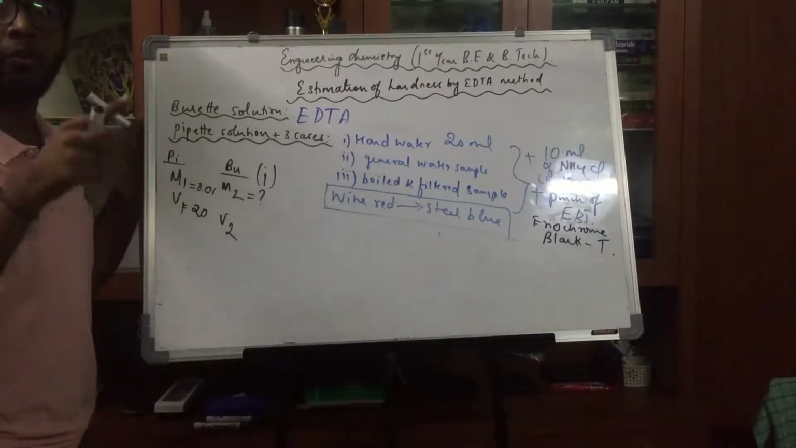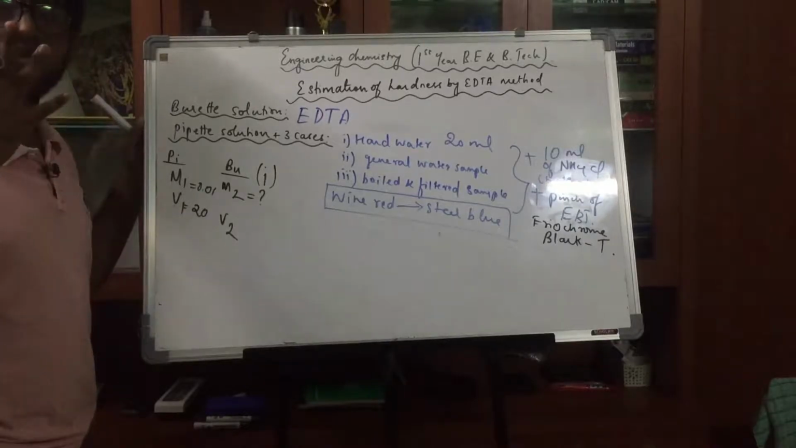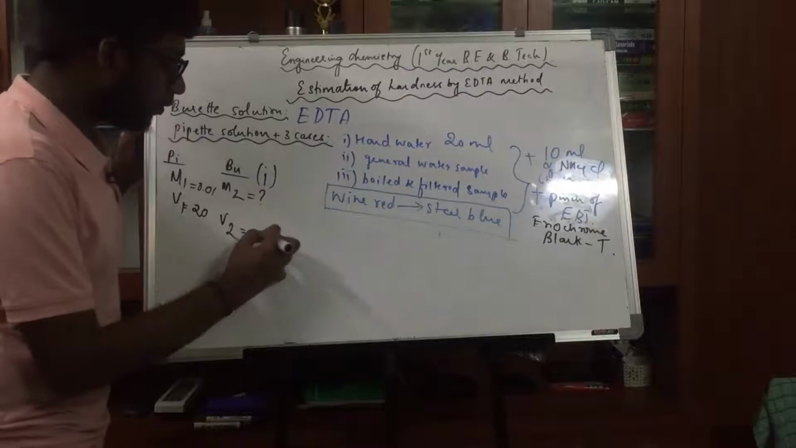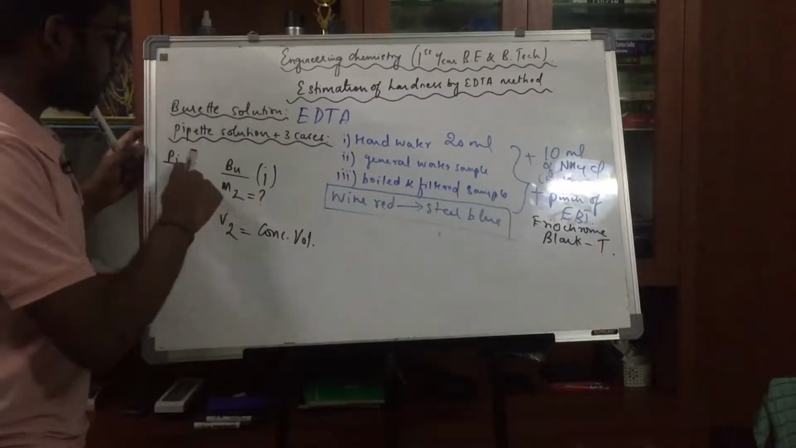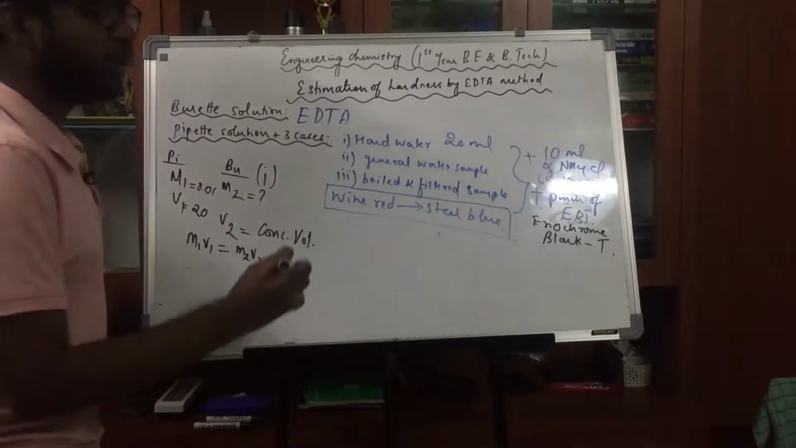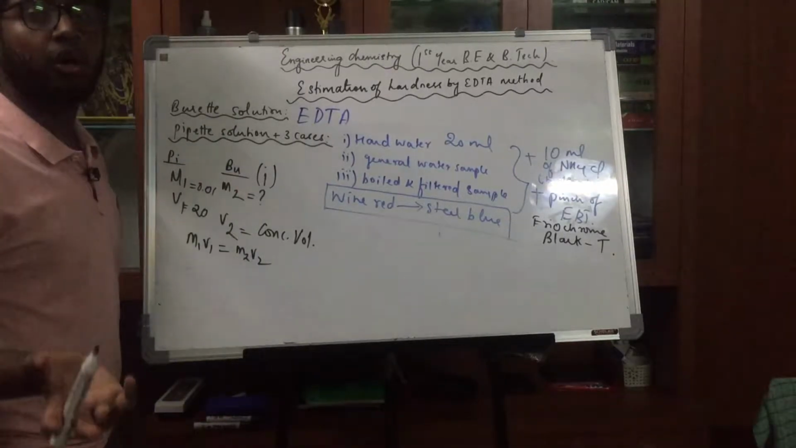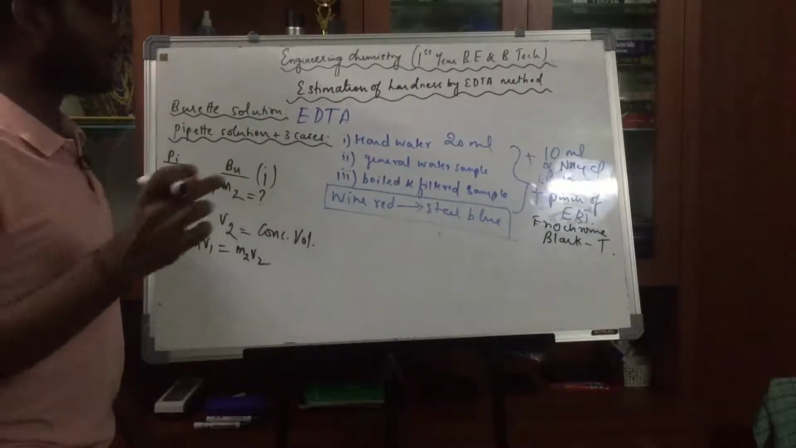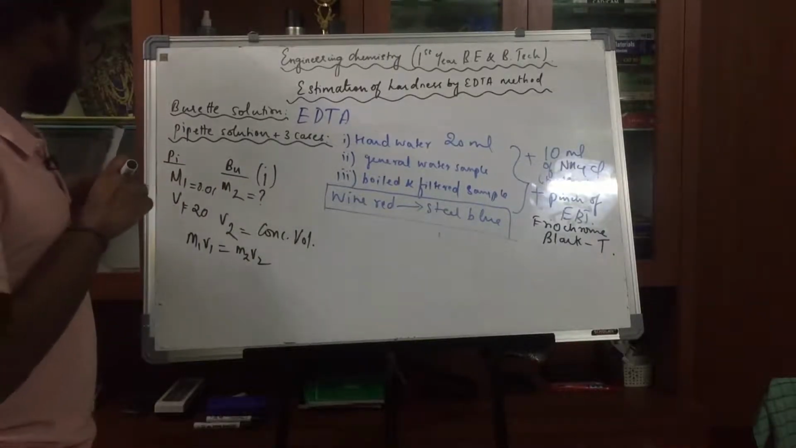Concentration of EDTA is the one which must be found in the first case, where you make use of hard water. So this is a question mark. You are supposed to find it. And V2 is supposed to be the concordant volume. So now using the formula M1 V1 is equal to M2 V2, you can determine the molarity or the concentration or the strength of EDTA, and you make use of hard water in this case.